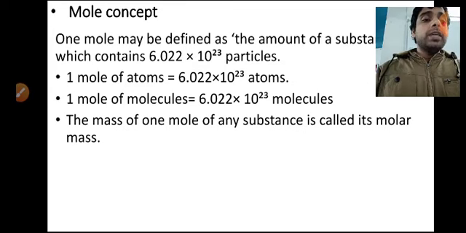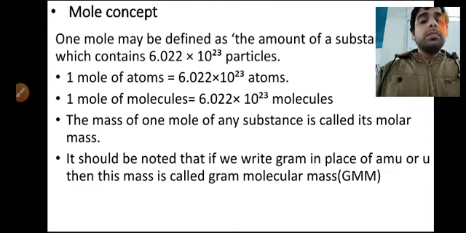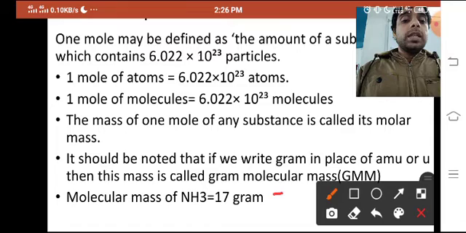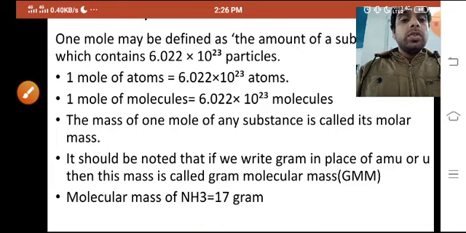Here you can see the molar mass, the mass of 1 mole of any substance, is known as molar mass. If it is expressed in grams, then it is known as gram molecular mass, and the molecular mass of NH3 is equal to 17 grams. How was this calculated? If I take the atomic mass of nitrogen, that is 14 units. Let me go to the next page.